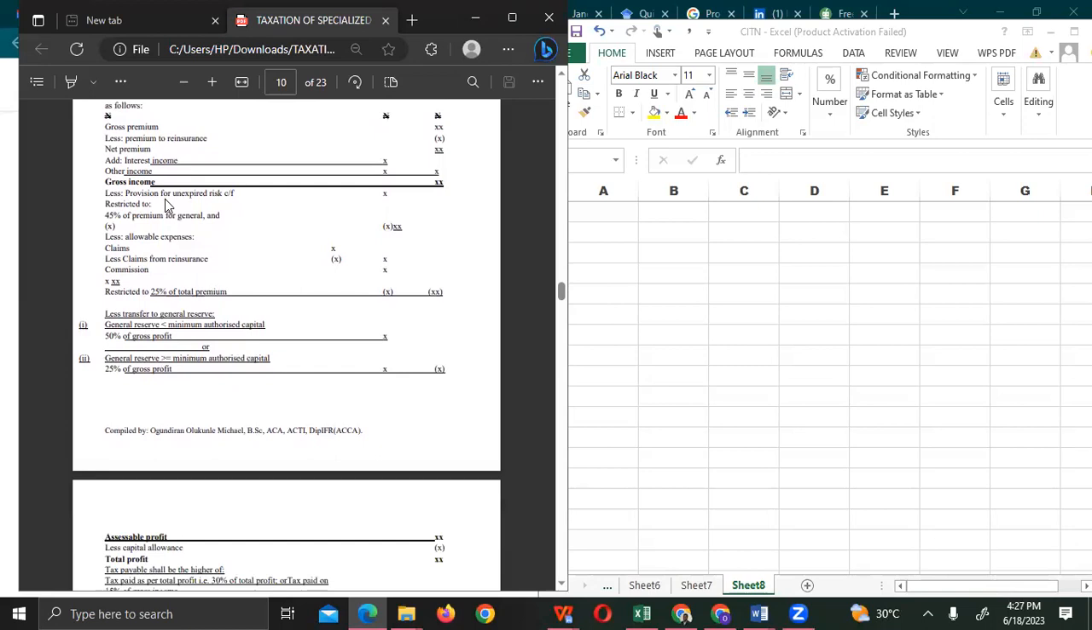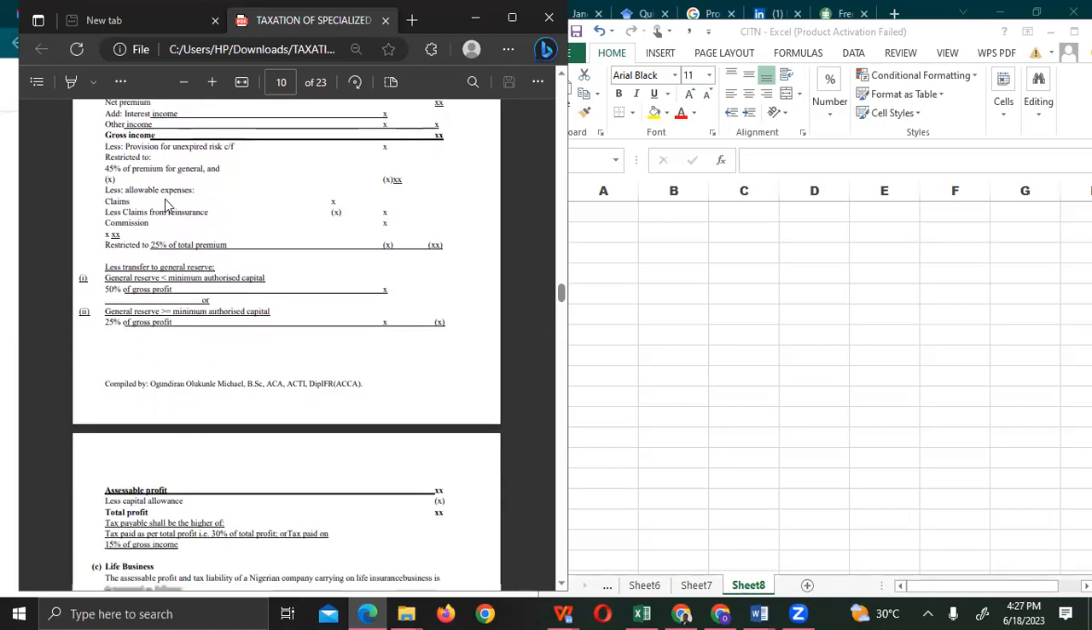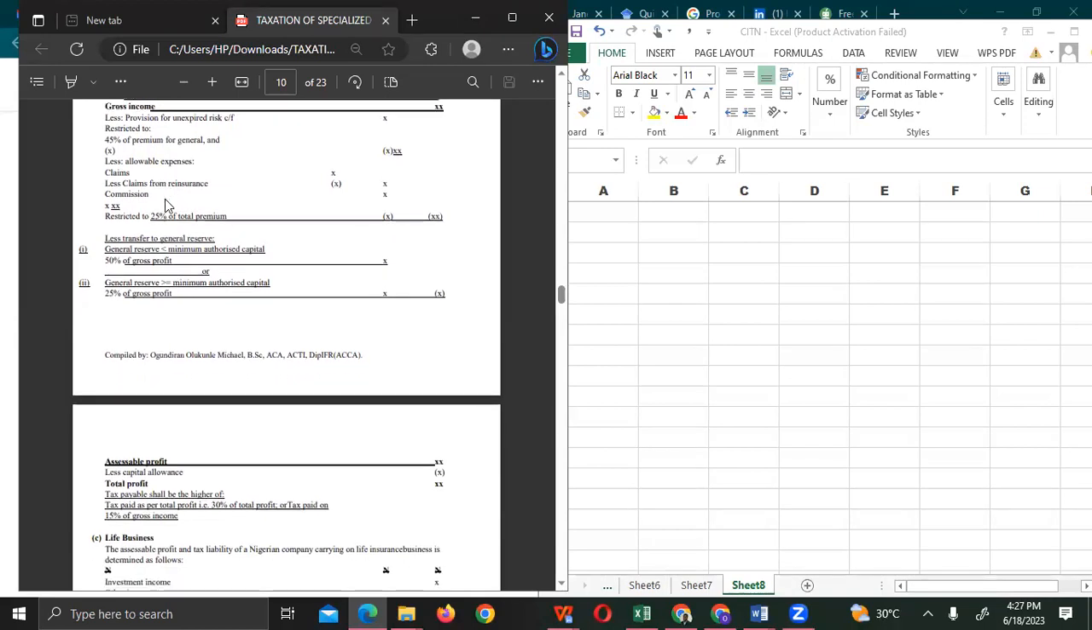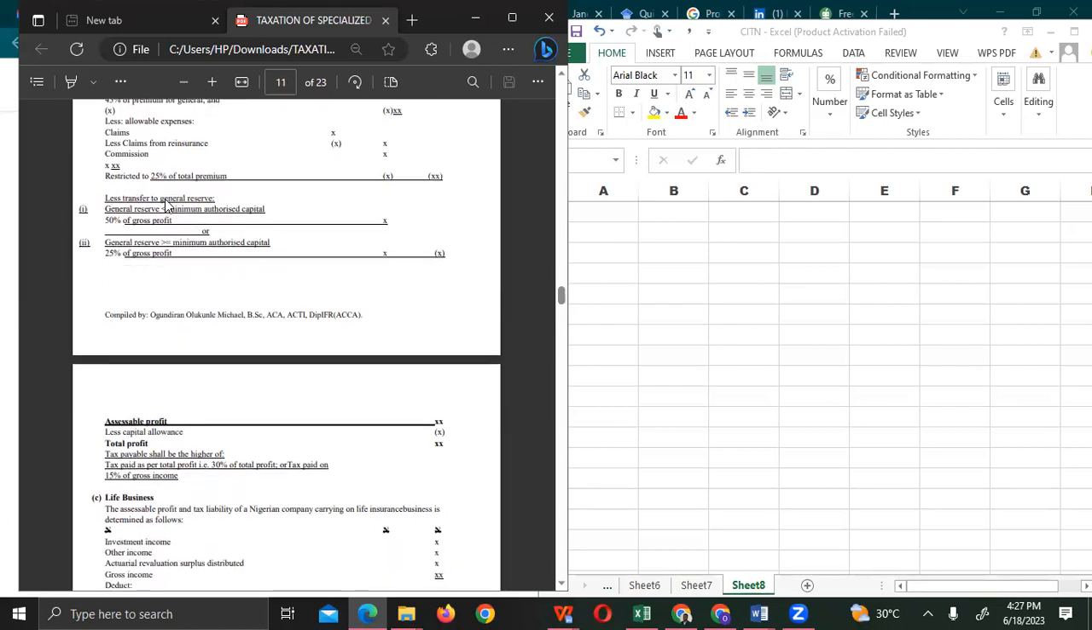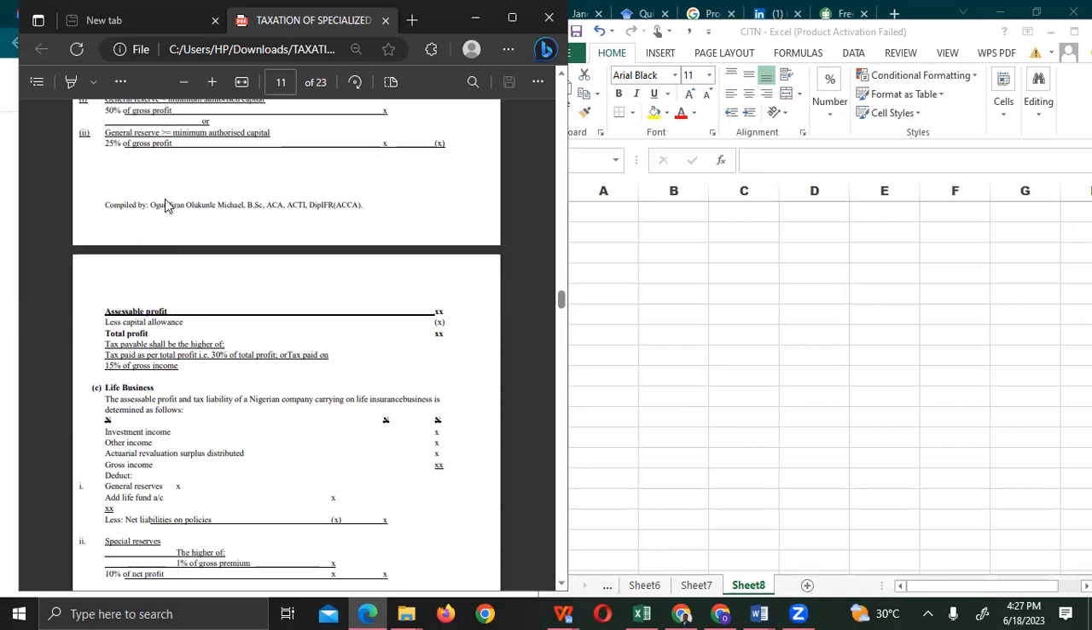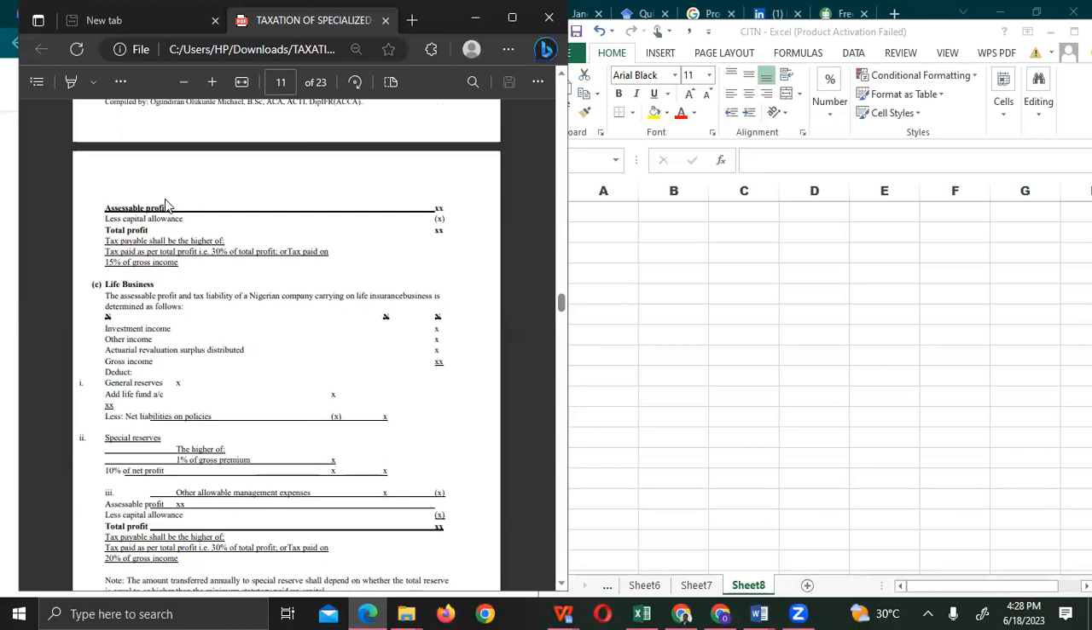Then you have your claims, which is also restricted to 25% of the total premium. Then you less transfer to general reserve, which is restricted to 50% of gross profits, or 25% of gross profits. That's if your gross reserve is greater than the minimum authorized capital. Then you less your capital allowance, get your total profit. But don't worry, when we start solving questions, you will understand it.